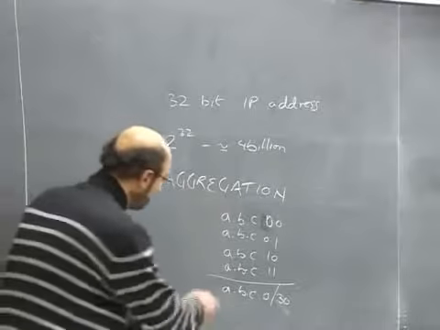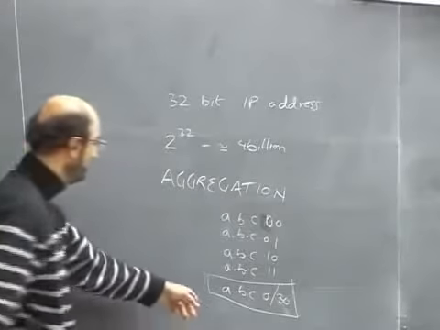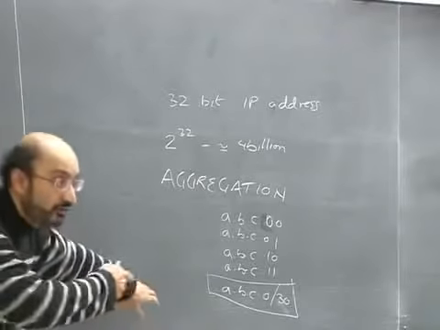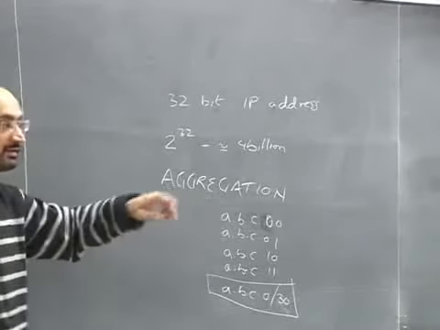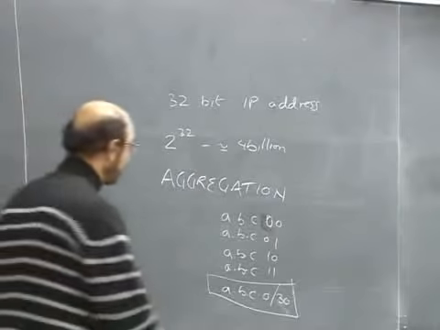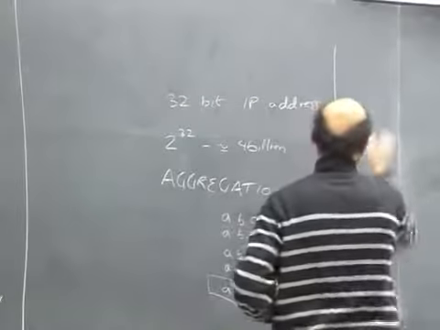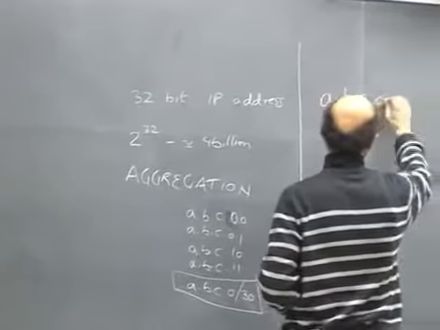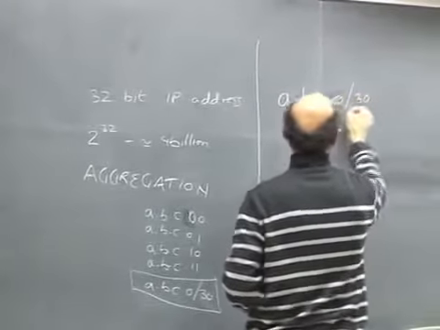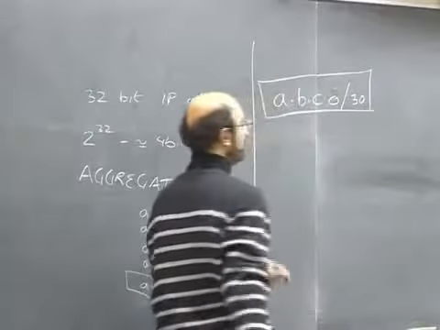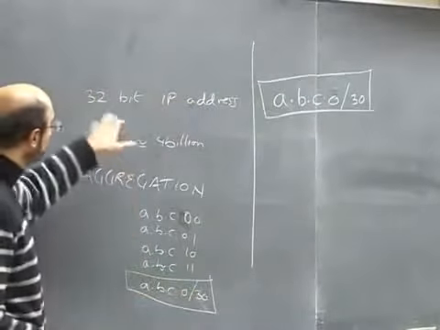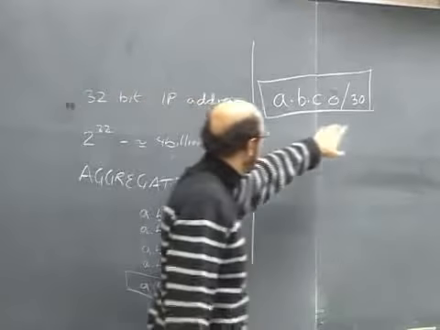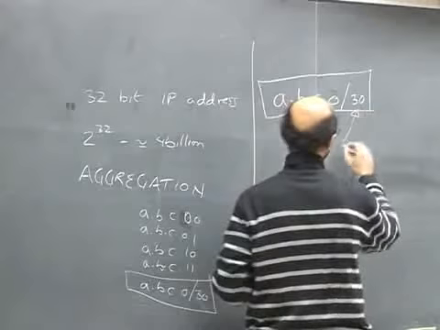So this notation down here, a.b.c.0/30. Is it visible from the back of the room what I'm writing at the bottom of the board? Can you guys see it? Okay, so some of the taller people can see it. The representation I'm writing is a.b.c.0/30. It looks complicated, but let's just look at it. We know it's a 32-bit IP address.